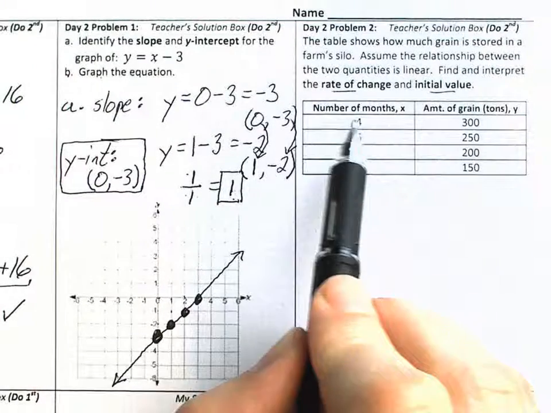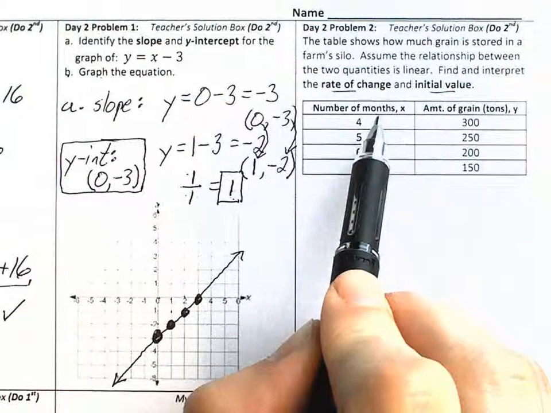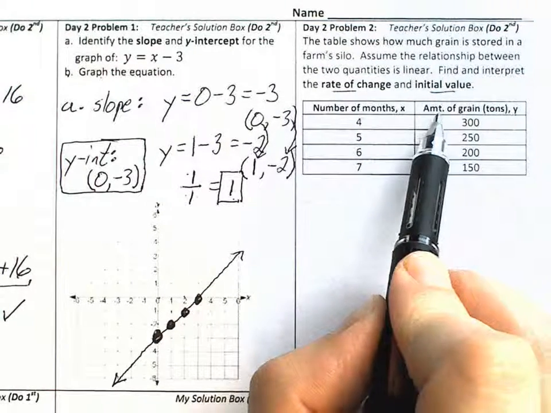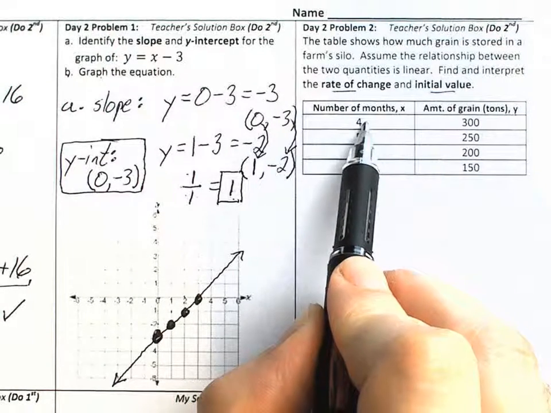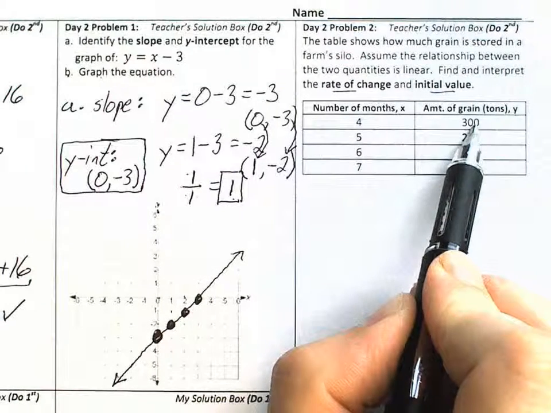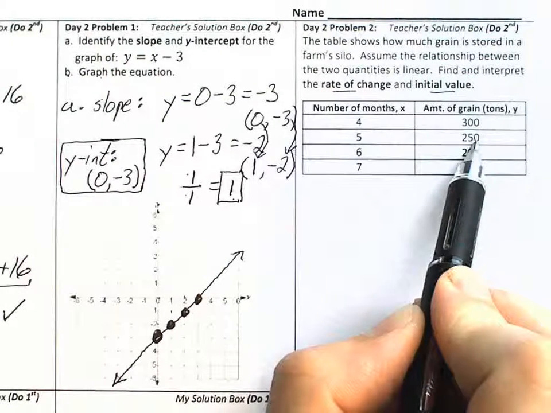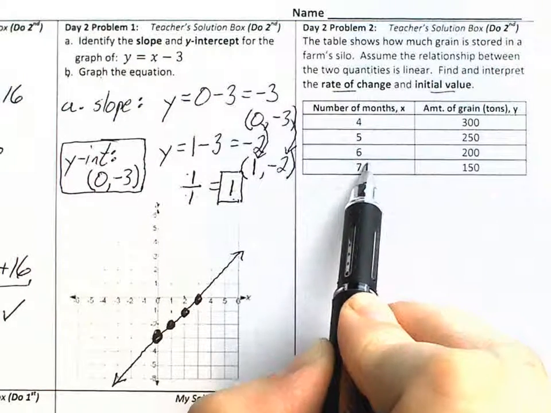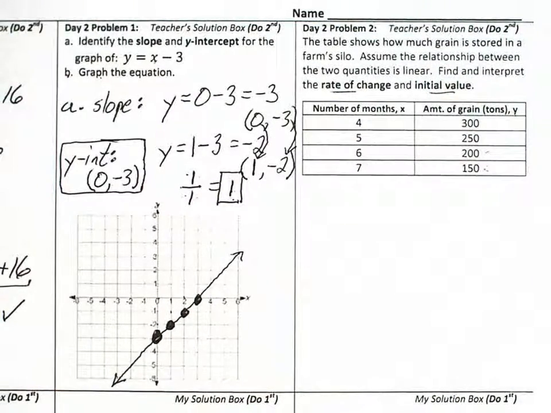When we look at this table, we can see that the first column, the variable x, is keeping track of the number of months that grain has been in the silo. And the second column, the variable y, is keeping track of the amount of grain measured in tons. For instance, after 4 months, there are 300 tons of grain in the silo. After 5 months, there's 250 tons of grain in the silo. There's less grain in the silo. And as time goes by, there's less and less grain in the silo because it's being used up on the farm. Maybe it's being fed to the animals, maybe it's being sold, whatever.